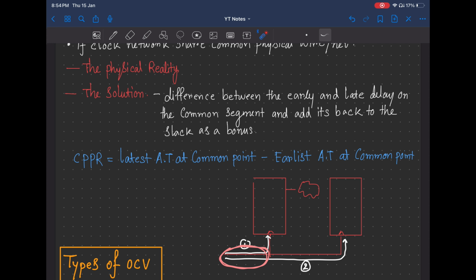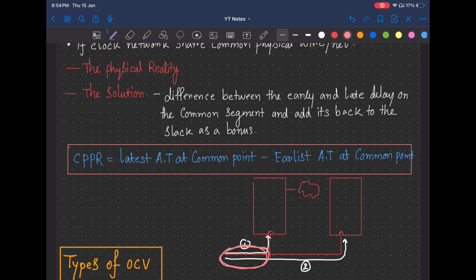Because we are calculating the launch path delay and capture path delay, and then we focus on whether the violation has happened or not, and because of the violation we have to calculate the slack. If we calculate properly, which is actually the CPPR formula, CPPR is the latest arrival time at a common point minus the earliest arrival time at a common point. And if we add this CPPR value to the slack, then we get a better slack value.